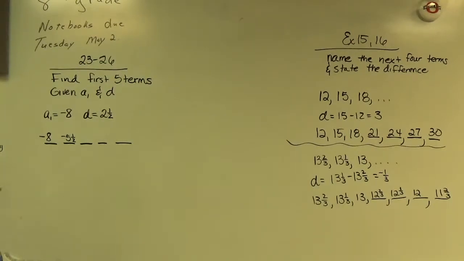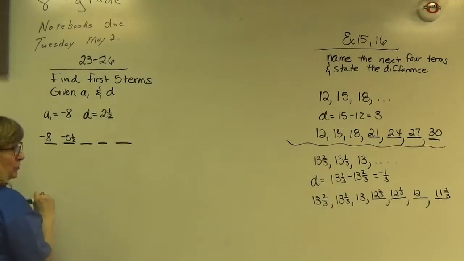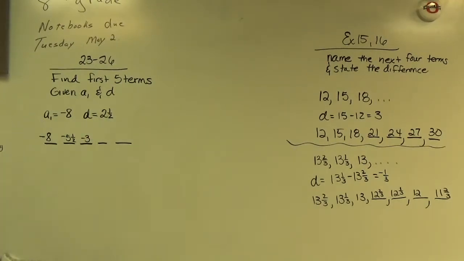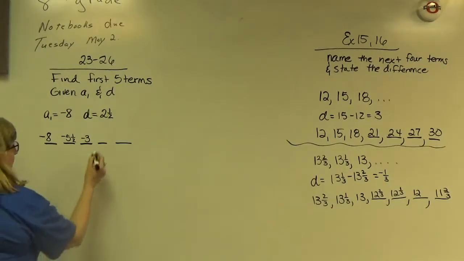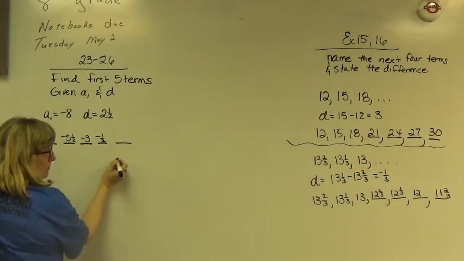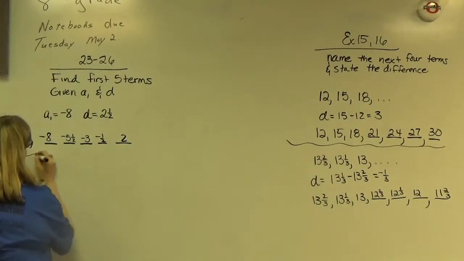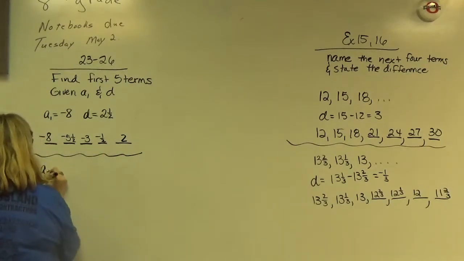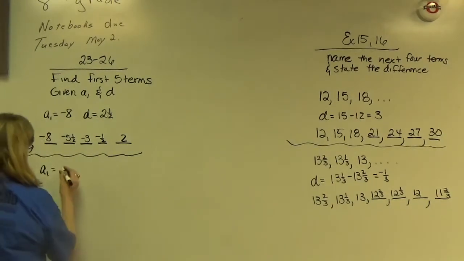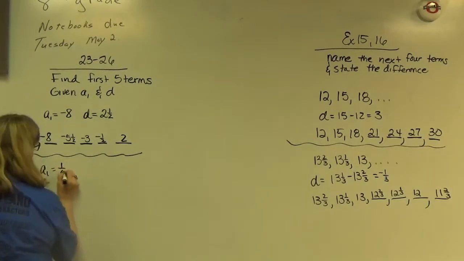Negative 5.5. Negative 3. Negative 0.5, negative half. Last one, 2. Okay, this time let's have it be another one. How many do you want to write down now? You only have to write down one.